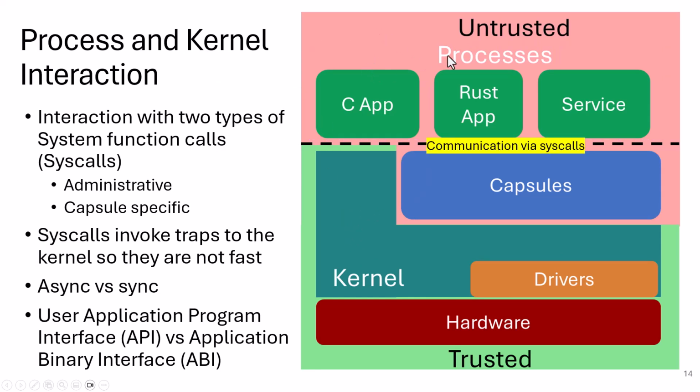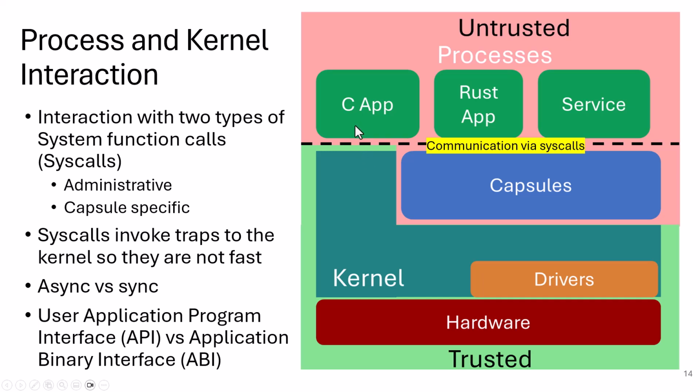For this interaction between the processes and kernels, it can be divided into roughly two categories. One is administrative, and that's going to be things like memory management, and the other are capsule specific. So that's having to cross over to be able to use the serial capsules, alarms, timers, things like that. To cross over this boundary, the syscalls have to invoke traps to the kernel, so interrupts, which means that it's not that fast and we want to minimize that as much as possible.